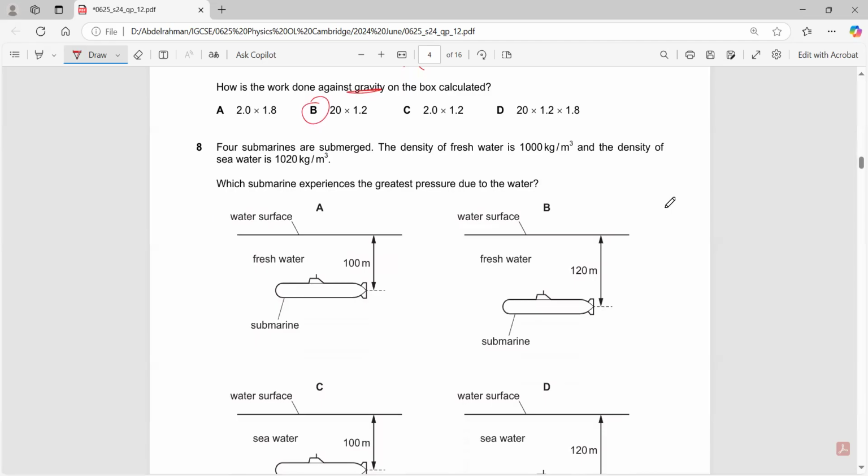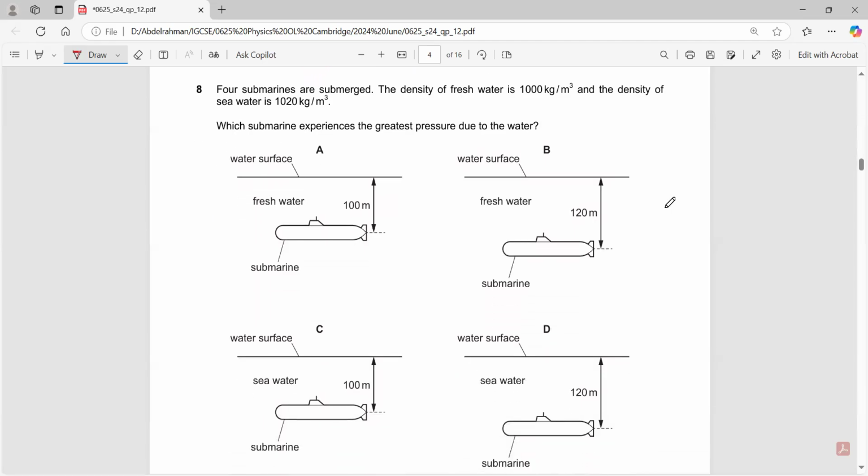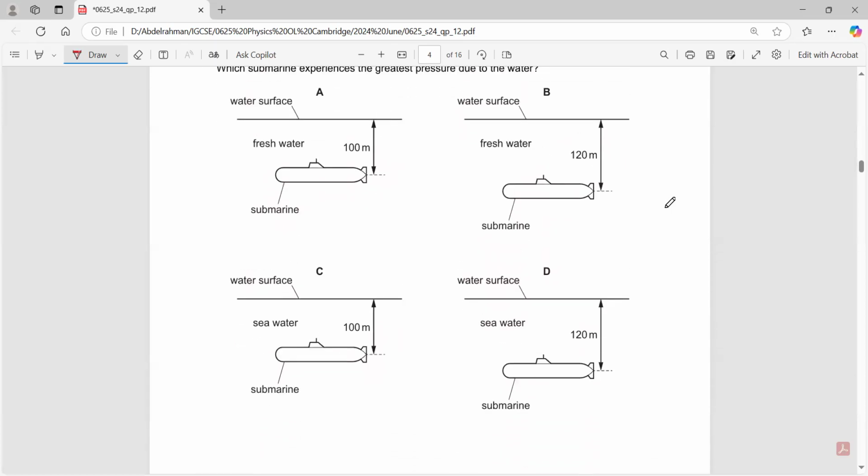4 submarines are submerged. The density of fresh water is 1000 and the seawater is 1020. Which submarine experiences the greatest pressure? The greatest pressure would be if I increase the depth below the surface and if I increase the density. You need to increase the depth and you need to increase the density, so it is D. Why? Because seawater is more dense than fresh water.